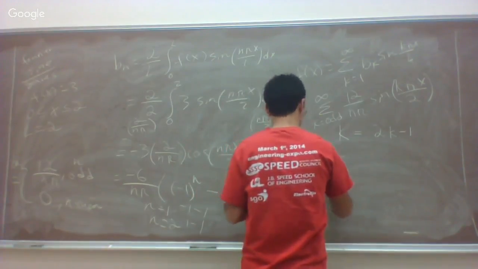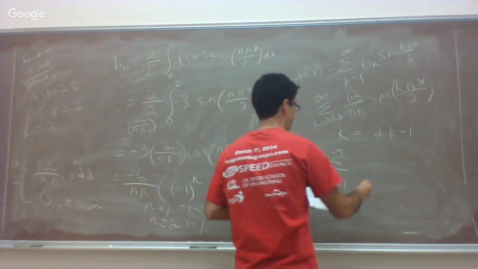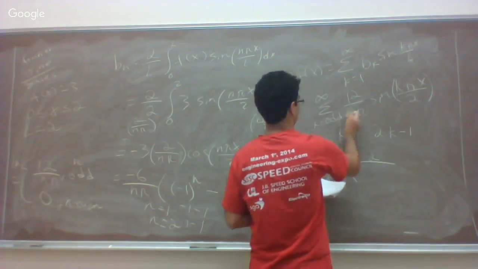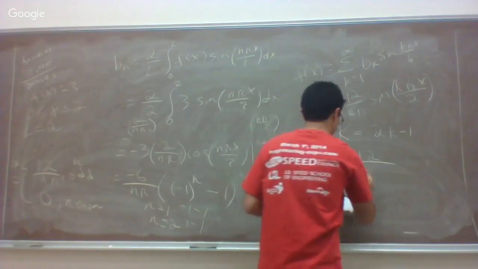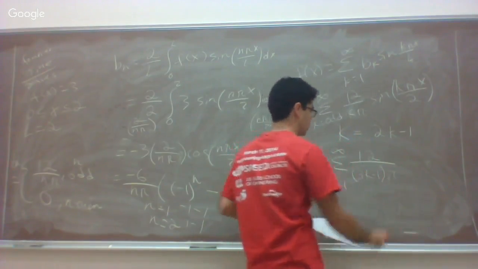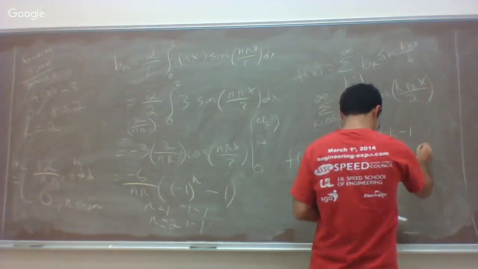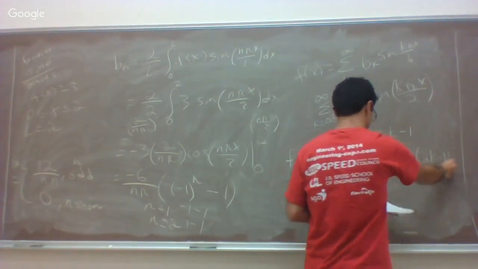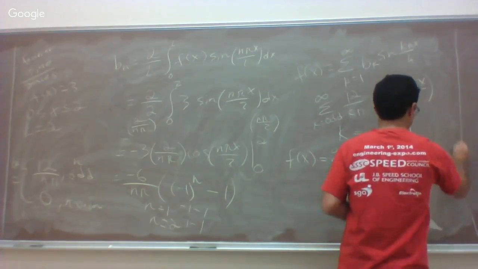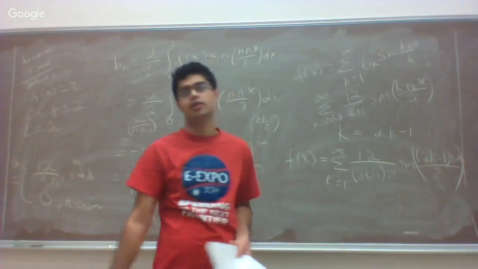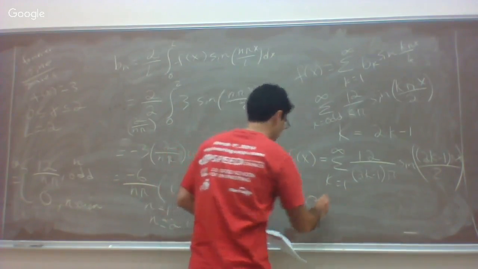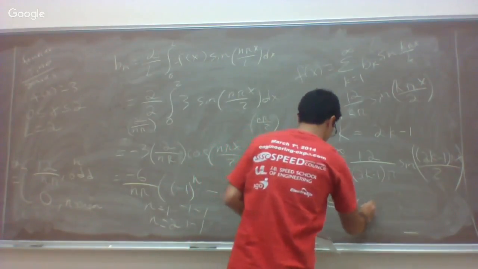If we make that substitution, we have f of x for all k values. So when I have k equal to 1 going to infinity, I will have 12 divided by the quantity 2k minus 1 times pi, and then sine of 2k minus 1 times pi x divided by 2. But don't forget the k inside the sine. And then my restrictions, which they say to include in my final answer: x is between 0 and 2.